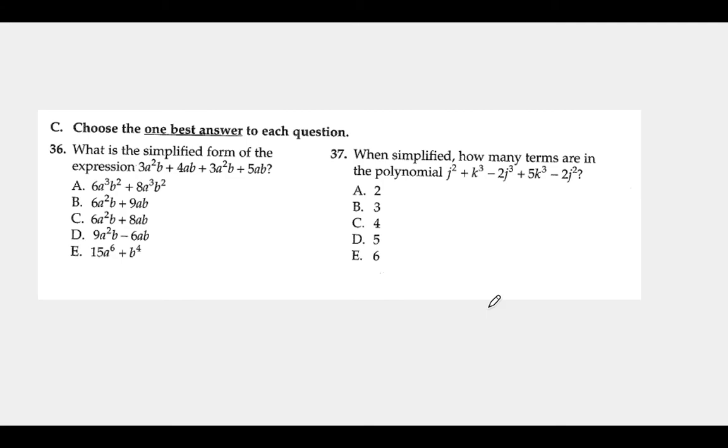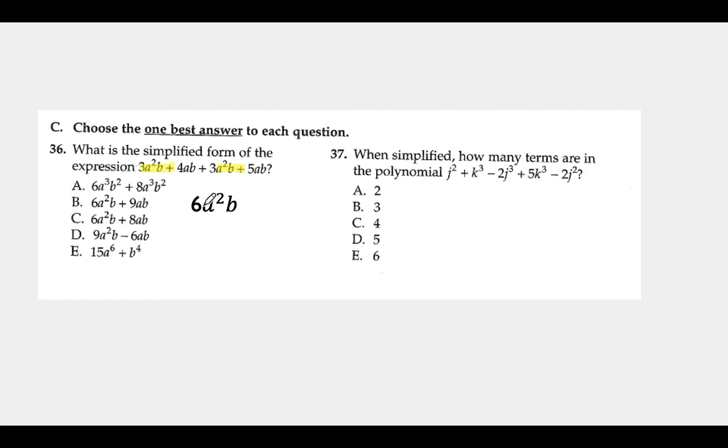Number 36, it says, what is the simplified form of the expression 3a squared b plus 4ab plus 3a squared b plus 5ab? So the approach to this is, again, combining your like terms. I'm going to go ahead and combine 3a squared b and 3a squared b, because they are like terms. So when they have like terms, I'm just going to add my coefficients, because it says plus. Okay, so 3 plus 3 is 6a squared b.